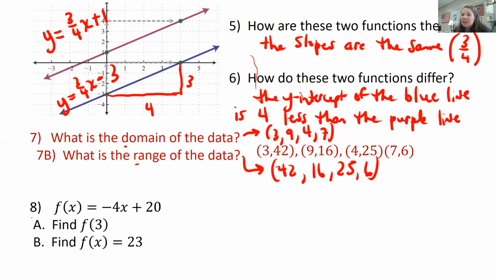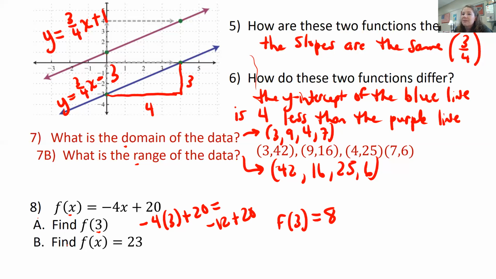Number 8, the function of x is equal to -4x plus 20. So they have plugged in 3 right here for where x would be, right? So that means to substitute 3 for x. So we get -12 plus 20. So the function of 3 is equal to 8.